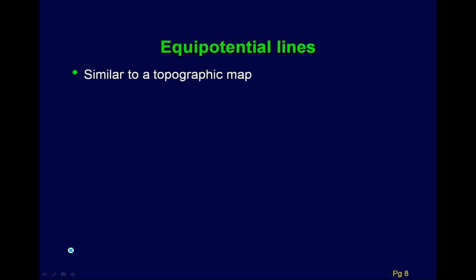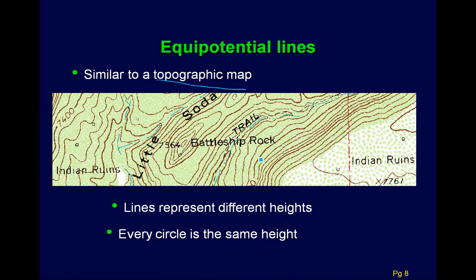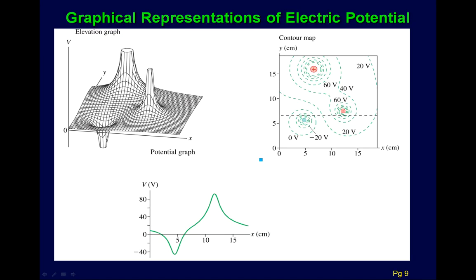And then just a couple words about equipotential lines. We've looked at these in a few different cases, but basically they're very similar to a topographic map, where the heights are established by different lines. Every connected line, every connected circle, is a different height.